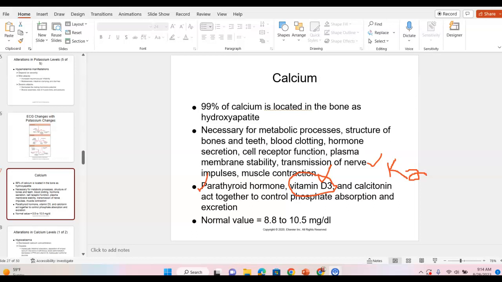Parathyroid hormone is a hormone that moves calcium from the bone into the bloodstream. So if we don't have enough calcium in the bloodstream to allow the transmission of nerve signals and the muscular contraction, parathyroid hormone is released, comes from small glands on the back of the thyroid, and it will help to facilitate the release of that calcium into the bloodstream so we can have that muscle and nerve contraction.